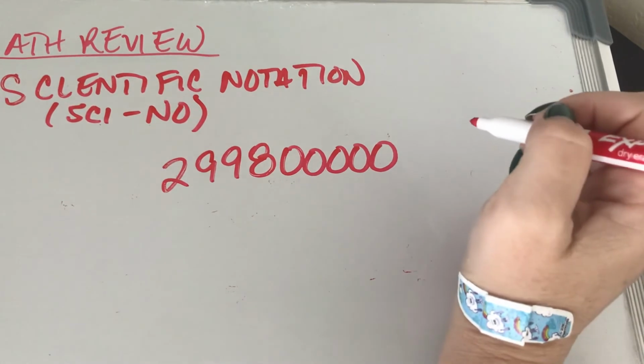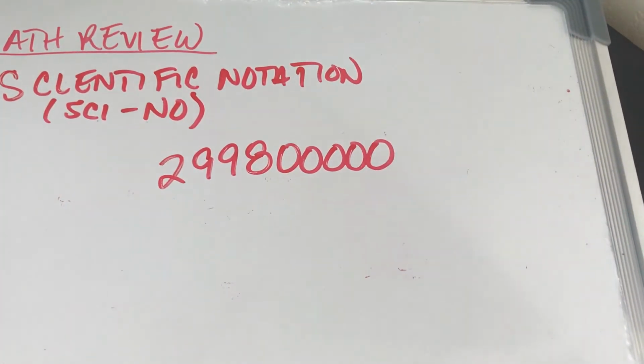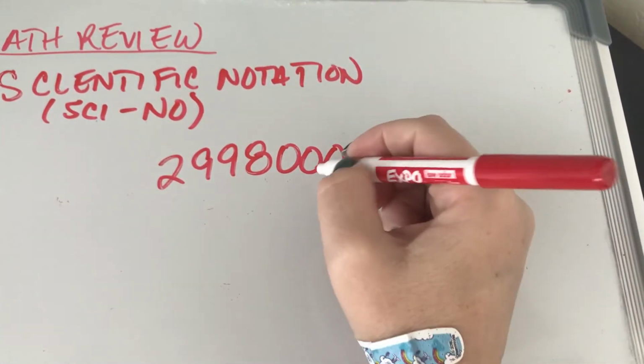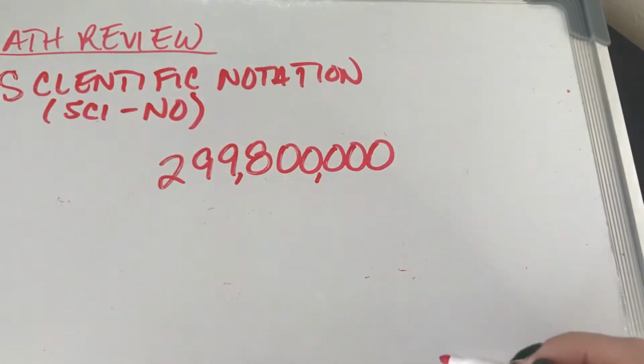So let's think about a number like this. I don't know about you guys, but just looking at that number kind of hurts my head, and I have no idea what it means, right? One of the ways that we help ourselves think about the magnitude is by putting commas in here, right? But even that doesn't really help me.